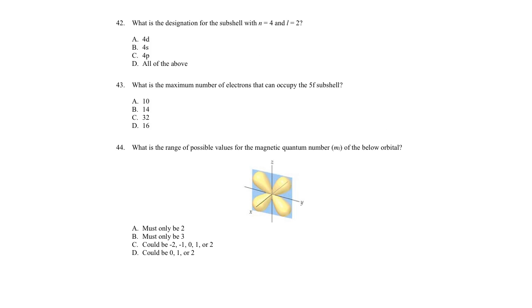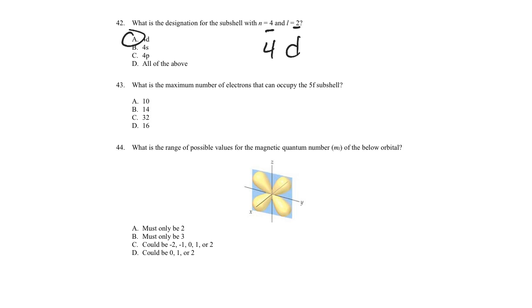What is the designation for the subshell N equals 4, L equals 2? N equals 4 would be the 4, and then L equals 0 is S, L equals 1 is P, L equals 2 is D. So that's the 4D subshell.